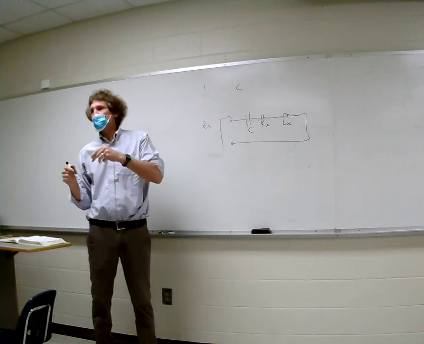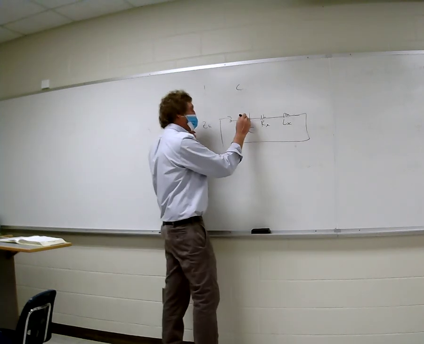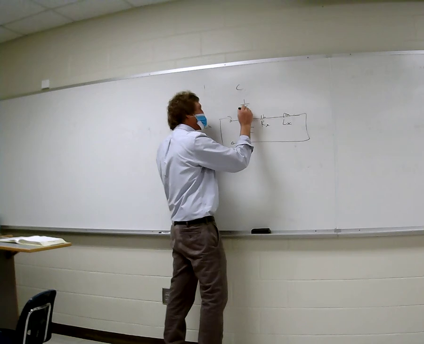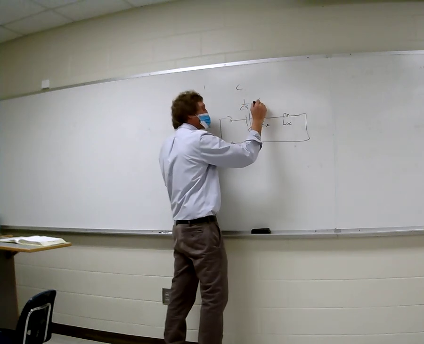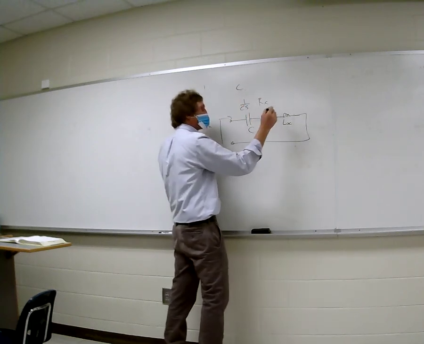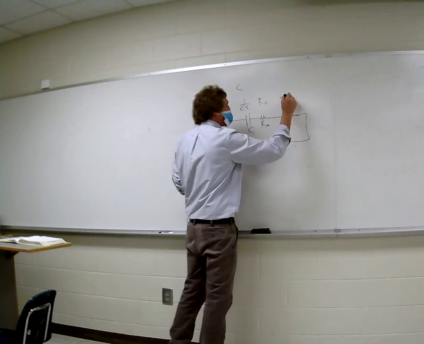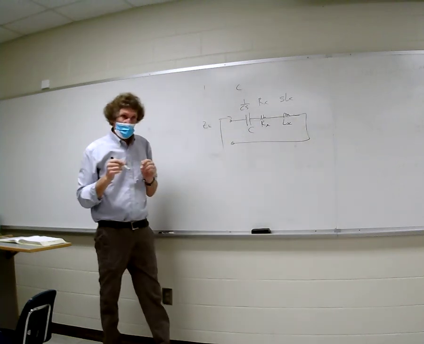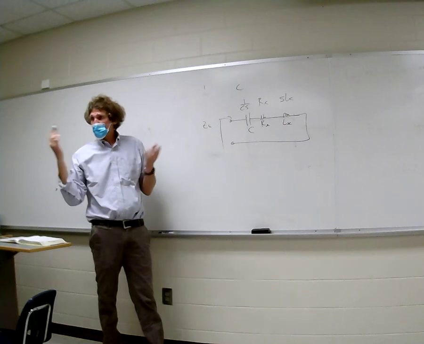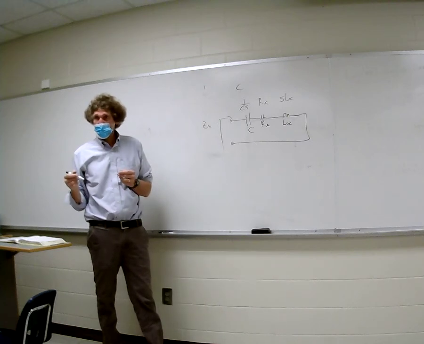All right, now put in the impedances. Well, for a capacitor, the impedance is 1 over Cs. For a resistor, it's just the resistance, and for an inductor, it's SLx, correct? It would be S times the inductor. It's like j omega L. Do you all agree with me? That would be the impedance.